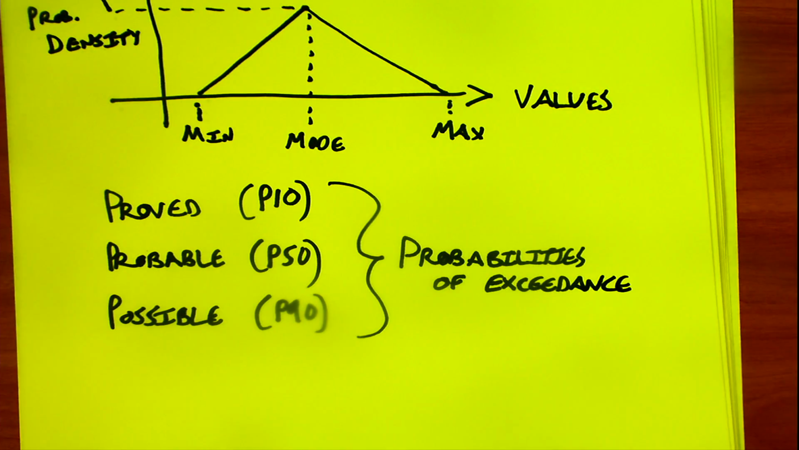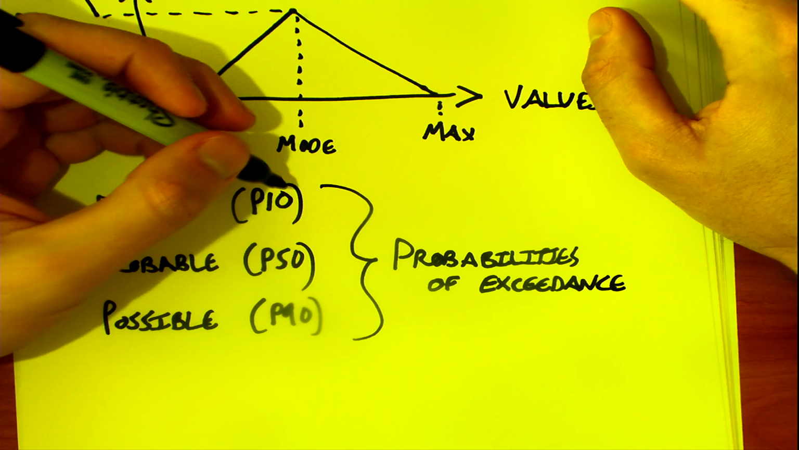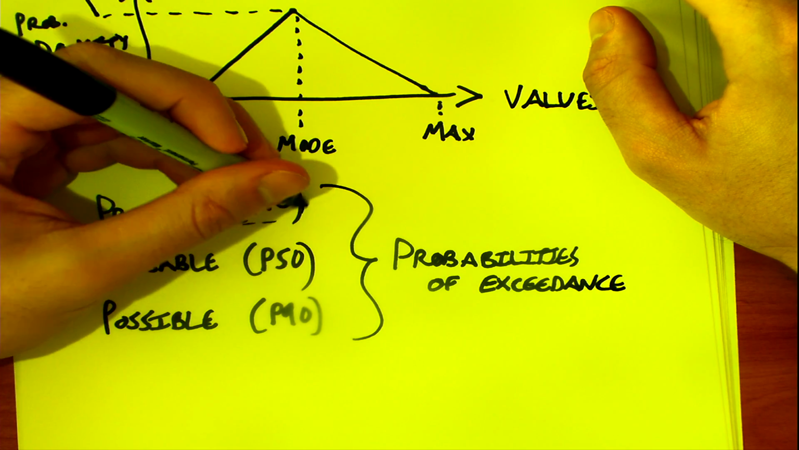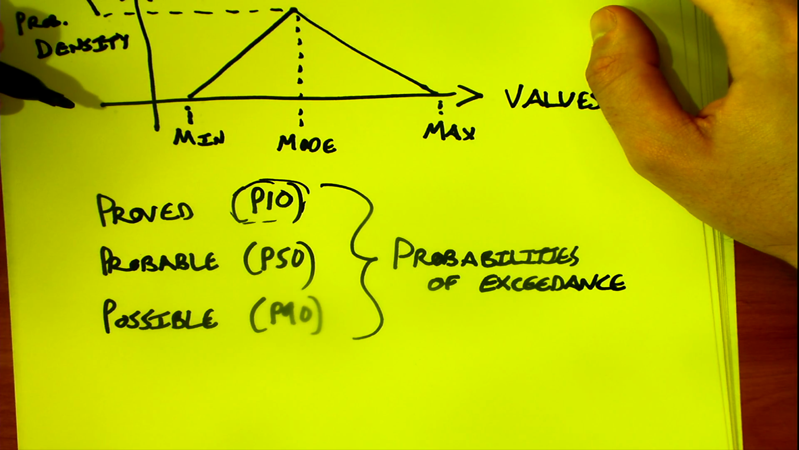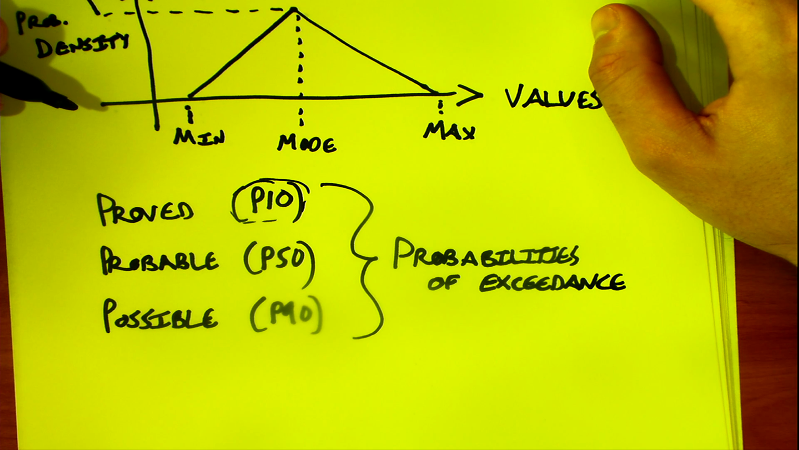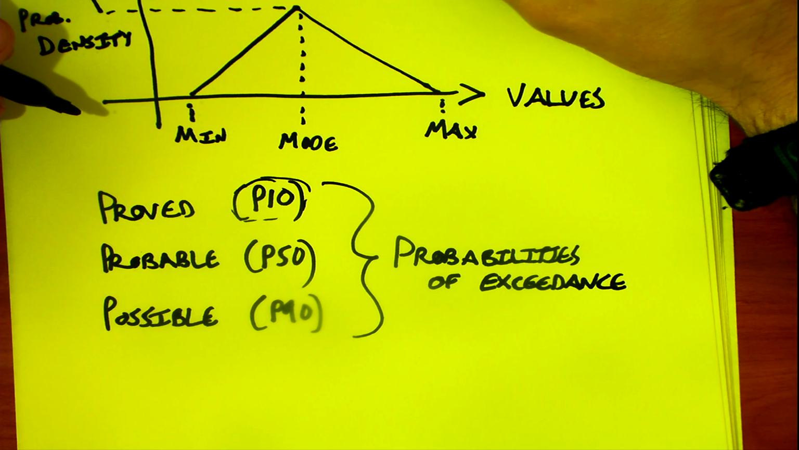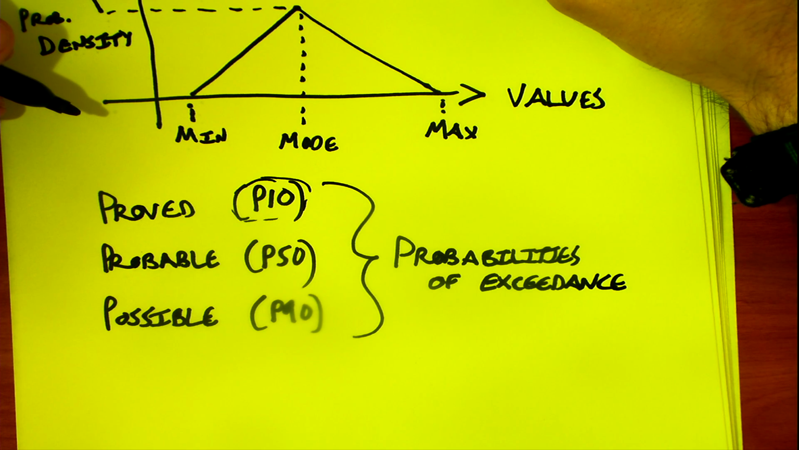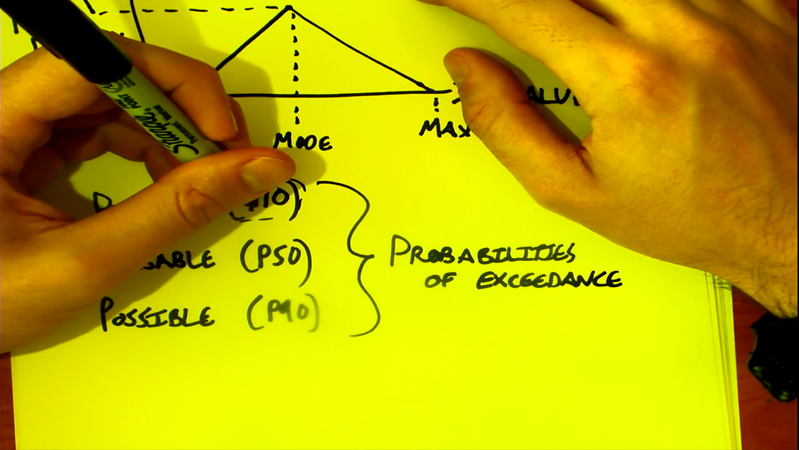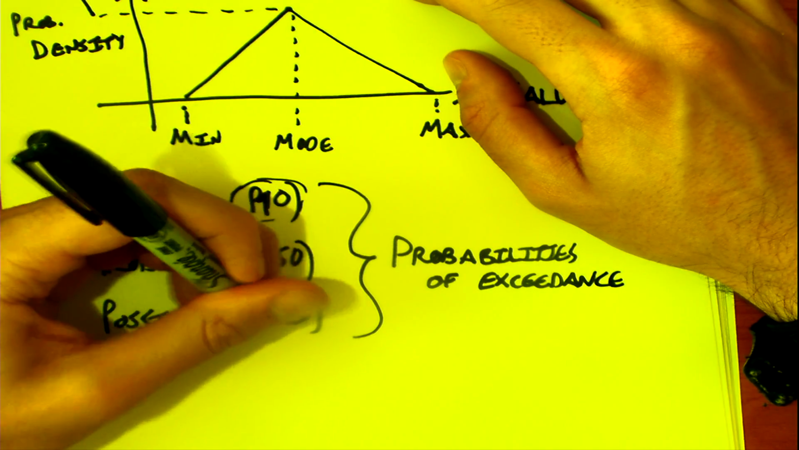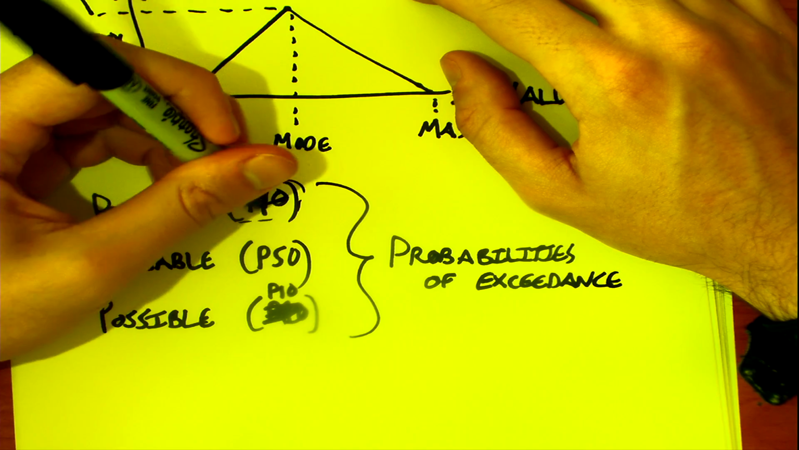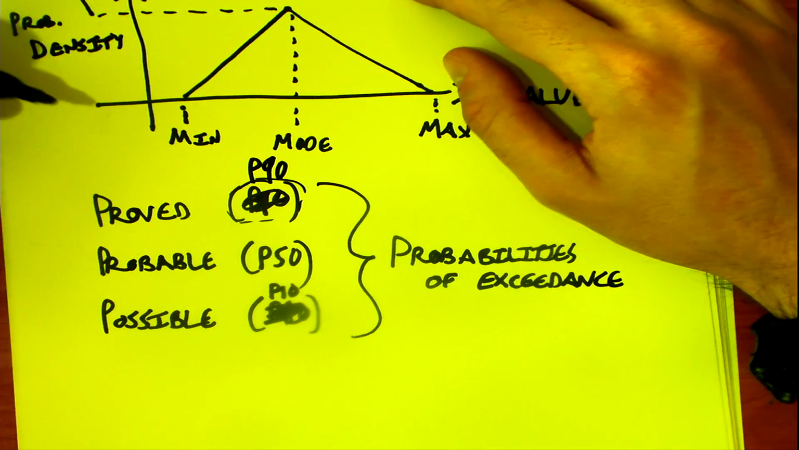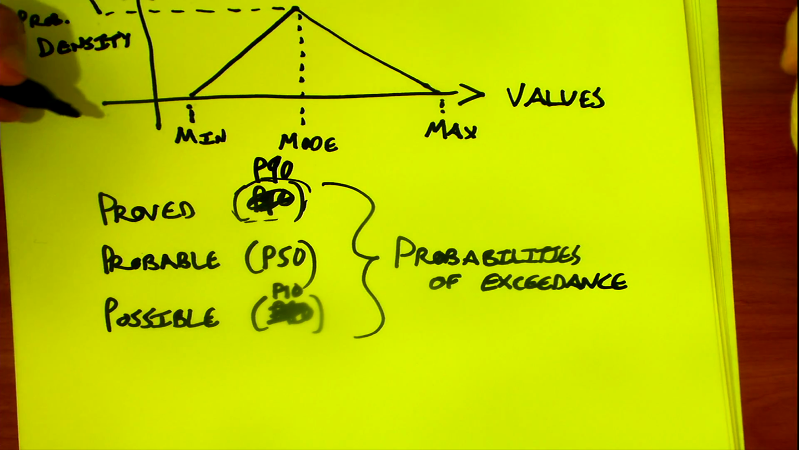Okay. So what a probability of exceedance means is that for P10, how do I want to say it? Did I just write this backwards? Oops. Yeah. Okay. Sorry, I wrote this backwards. I knew there was something strange there. Proved is P90, probable is P50, possible is P10. Sorry.